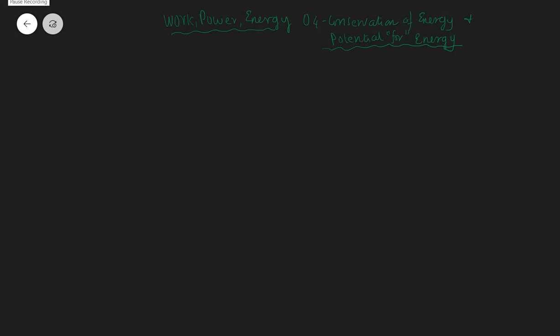Hi, this is the fourth lecture in the series on work, power, and energy, and here we're going to talk about conservation of energy and the idea of potential energy. So let's imagine we have a ball that falls from a height h of about 50 meters.